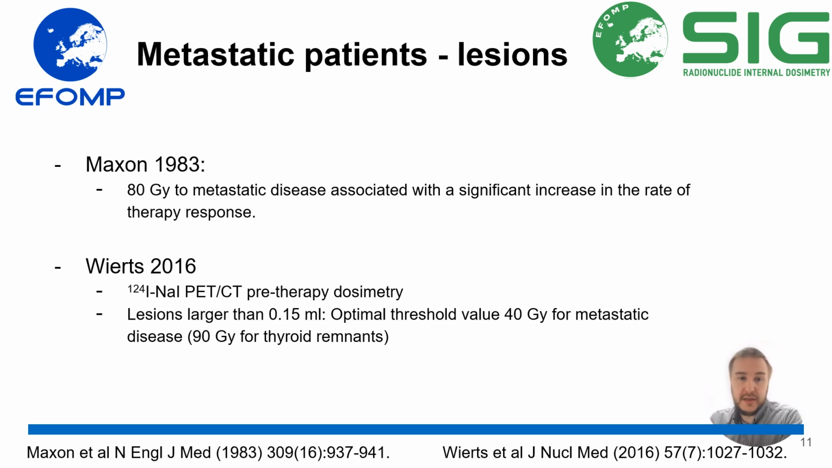And then Wirtz et al. in 2016, they performed I-124 PET-CT pre-therapy dosimetry, and they found that the optimal threshold value of 40 gray was needed for metastatic disease, and as well in their paper they found that 90 gray was needed for thyroid remnants.